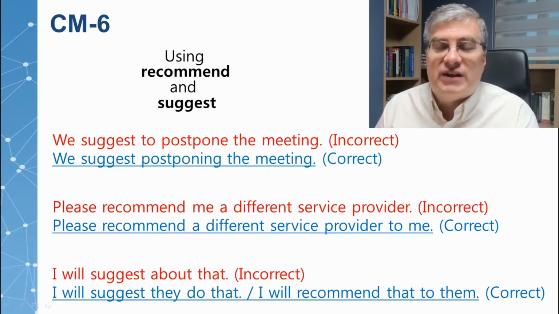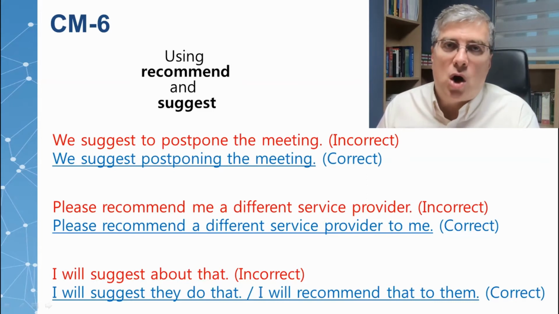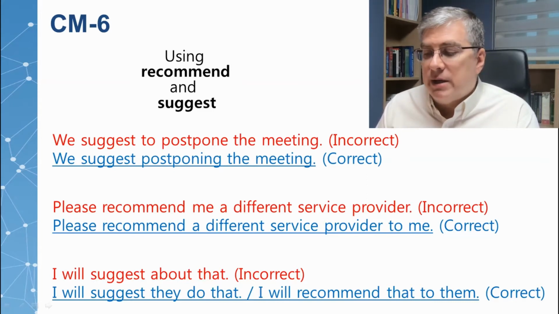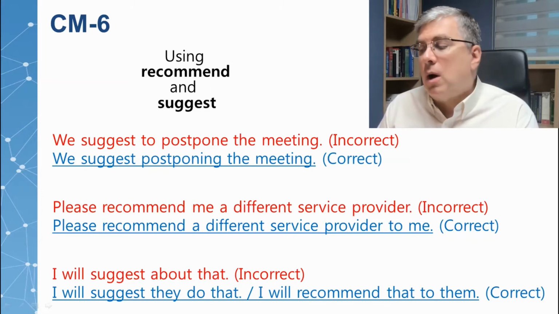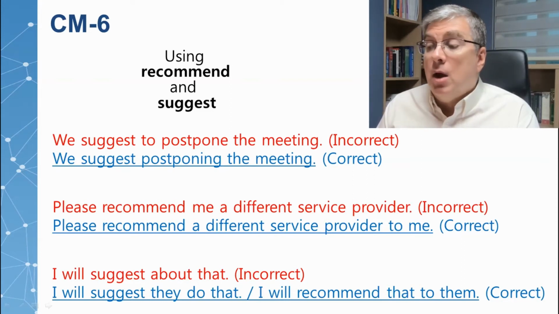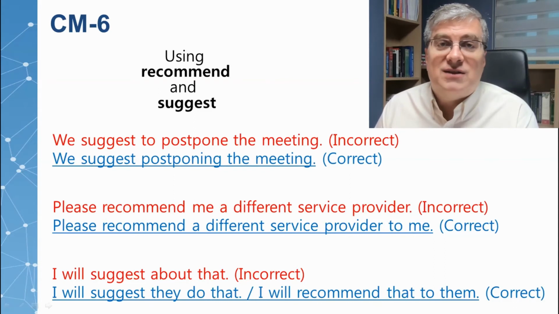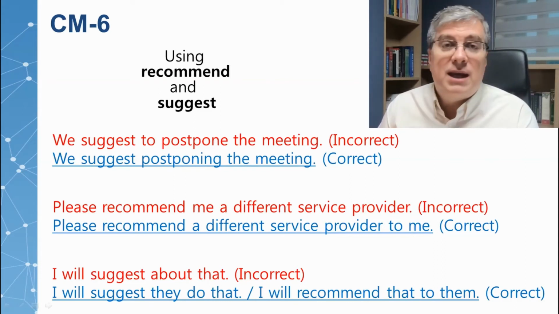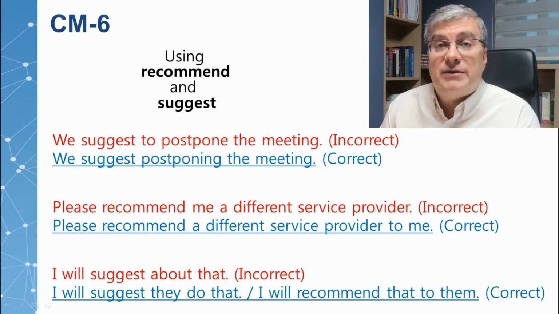Don't say I will suggest about that, or I will suggest them about that. That is just incorrect. That just sounds completely wrong to a native speaker. Much better to say, I will suggest they do that, or I will recommend that to them, or I will suggest that to them. You could also say that. Okay, good. I know using recommend and suggest is difficult. I hear a lot of mistakes using these two words. I hope I covered everything. If there's something I haven't covered, go ahead and leave a comment or a question in the comment section below. Okay, great. Let's move on.